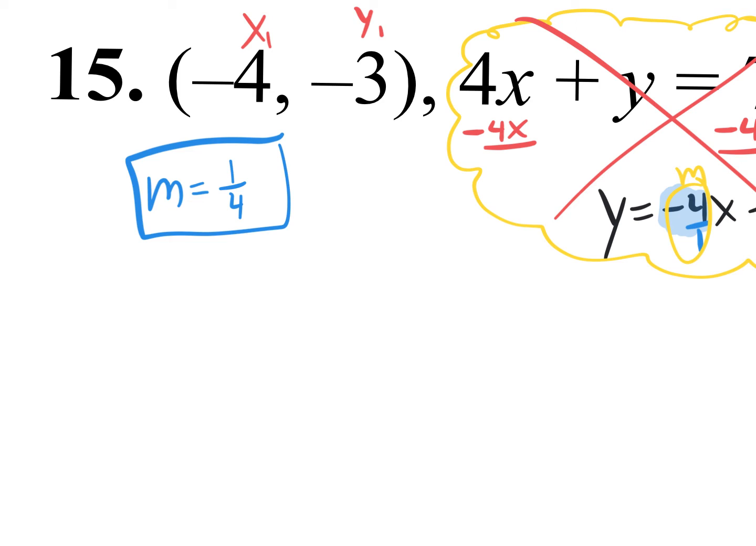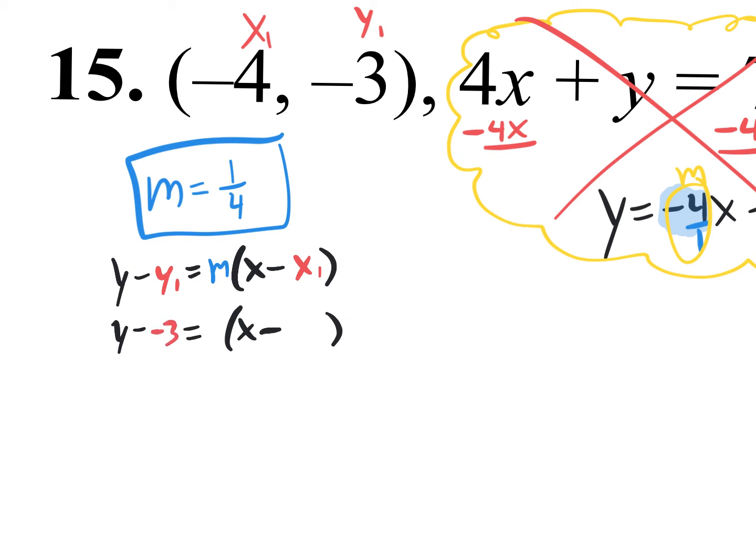All right, what is point slope form? y minus y1 equals m, parentheses, x minus x1. Let's plug it in with blank spots. y minus blank spot equals blank spot, parentheses, x minus blank spot. Our y1 value is -3. Our m value is 1/4. Our x1 value is -4.